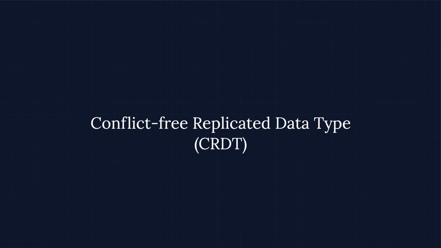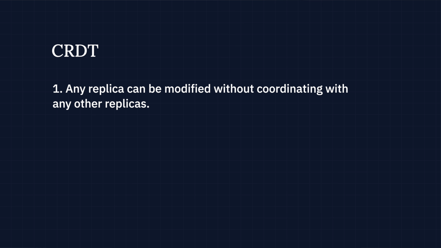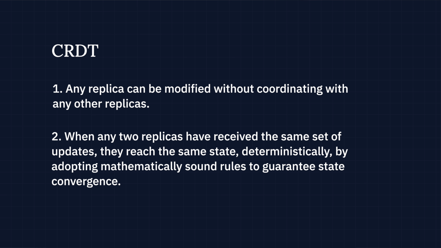If you research how this problem is usually solved in the software industry, you will find the term conflict-free replicated data type, CRDT. This is a relatively broad term for a family of data types that can be used to solve this problem efficiently and reliably. The idea is to structure the data in a way that, first, any replica can be modified without coordinating or communicating with any other replica. And two, when any two replicas have received the same updates, they reach the same state, deterministically, and by adopting mathematically sound rules to guarantee state convergence.